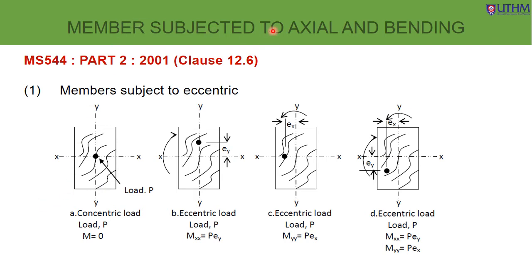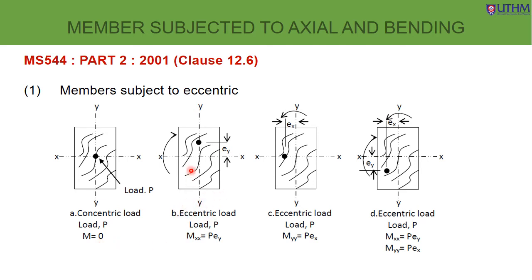For members subjected to axial and bending, generally columns are designed so that the axial load is in line with the column. However, there are situations where the load will be off-center and cause bending in a column in addition to the compression. This type of loading, we call eccentric load, and it is analyzed differently. In figure A, the load is located at the centroid of the member, so our moment is equal to 0.